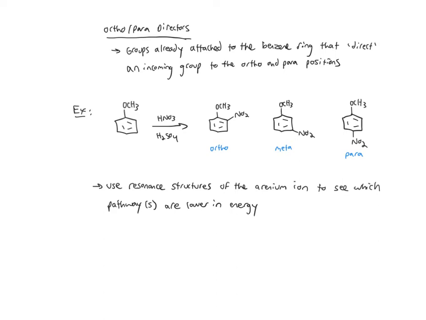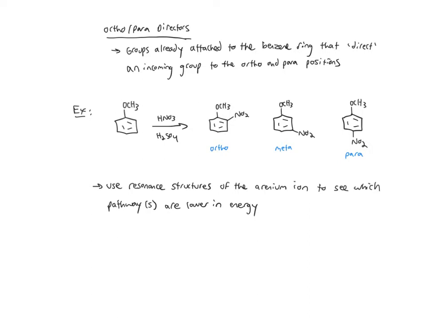In the previous videos, we talked about activating and deactivating groups. So basically, how does a group that's already on the benzene ring affect how well that reaction is going to take place? So whether that ring is going to be more reactive or less reactive in a subsequent electrophilic aromatic substitution reaction. Now we're going to talk about how that group that's already attached to the ring affects where that new group is going to end up on the ring.